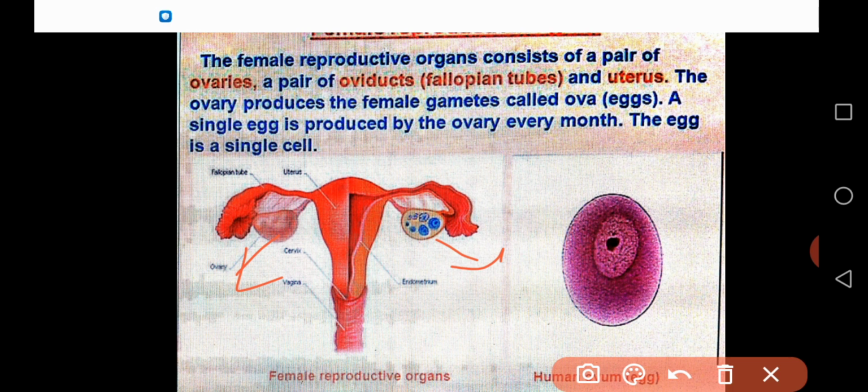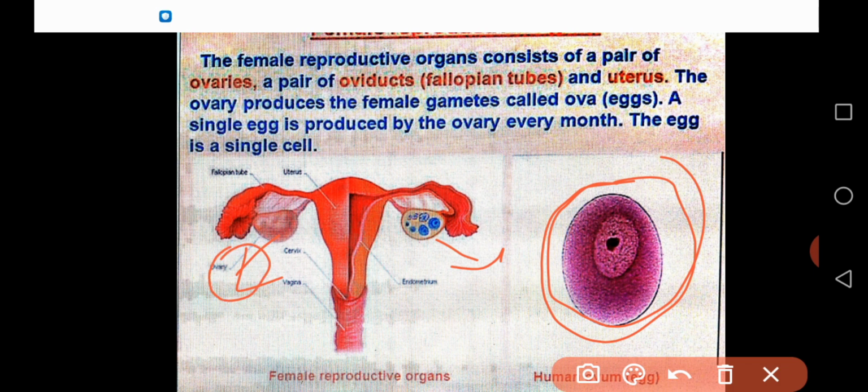Ovaries produce the female gamete, which we call the egg or ovum. This is the structure of the egg or ovum. The ovary is a very important part of the female reproductive system, and it produces the female gamete, that is the egg. What about the male gamete? The sperm is produced by the testes.